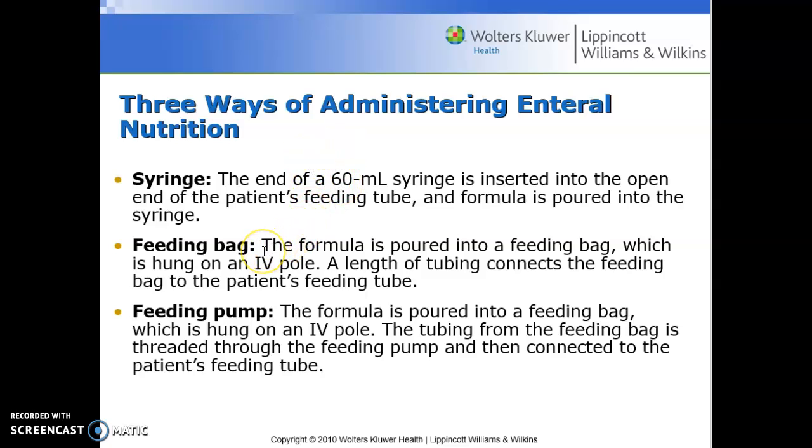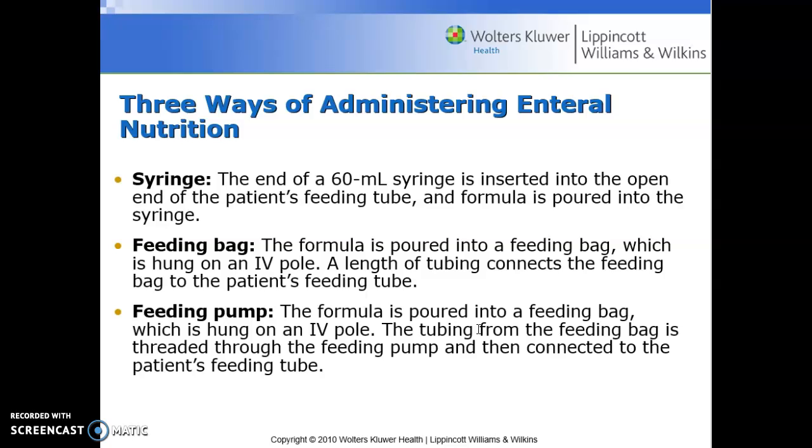There's also a feeding bag. The formula is poured into a feeding bag, which is then hung on an IV pole, and then it connects to the tube, and you can adjust how fast the flow rate goes in as well. And then the same with the pump. It's poured into a feeding bag hung on an IV pole, and then it's threaded through a feeding pump, and that controls the flow. With a syringe, the height of how high we hold that syringe controls the flow.